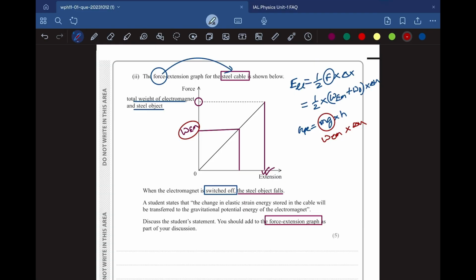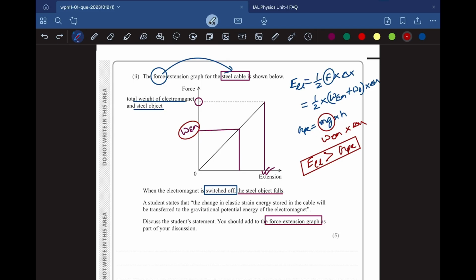So now what we can see right here is the elastic strain energy is greater than the GPE, right? Why is the elastic strain energy greater than the GPE? Because it includes both the weight of the electromagnet plus the object. But here it is only the weight of the electromagnet. So we can say the elastic strain energy is greater than the gravitational potential energy.